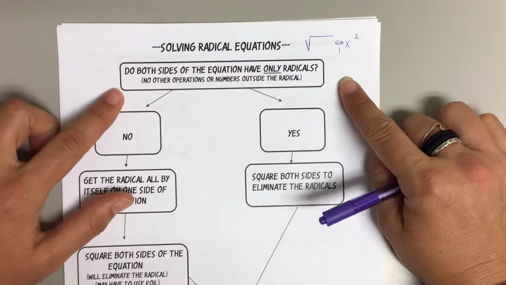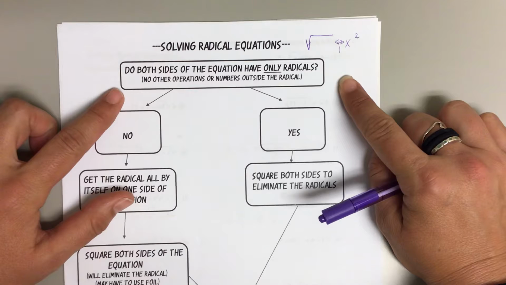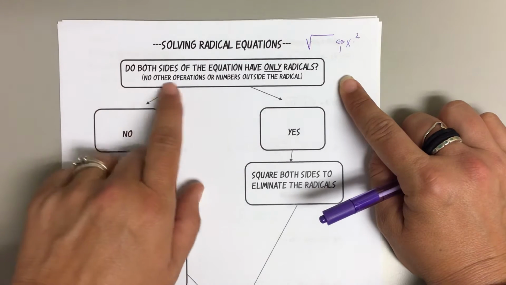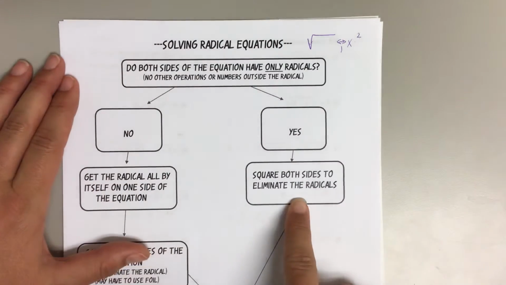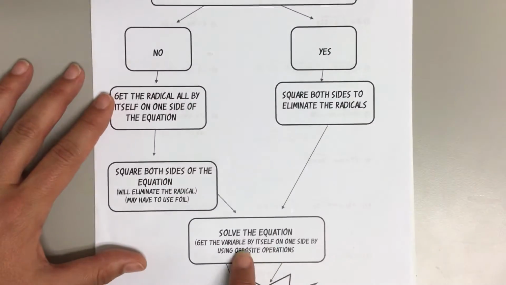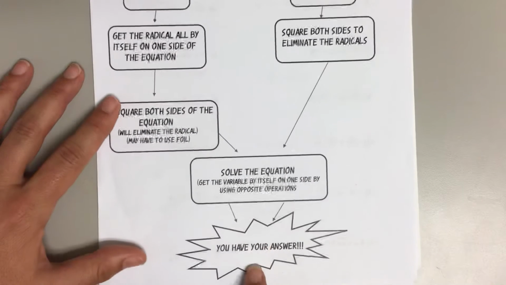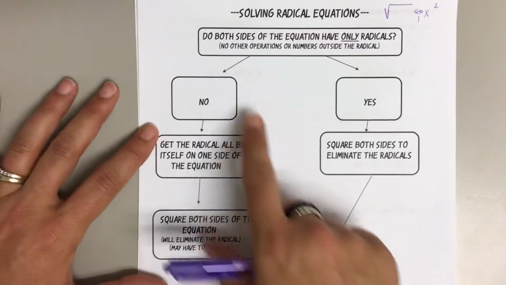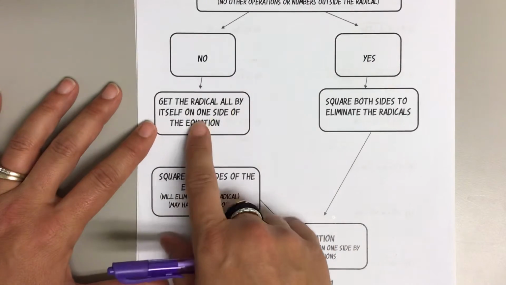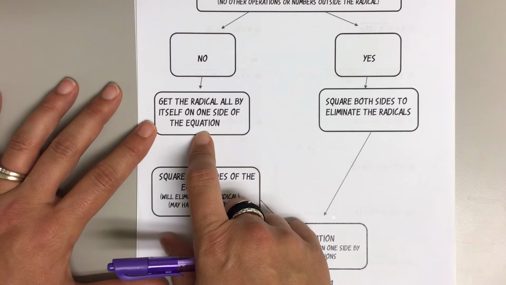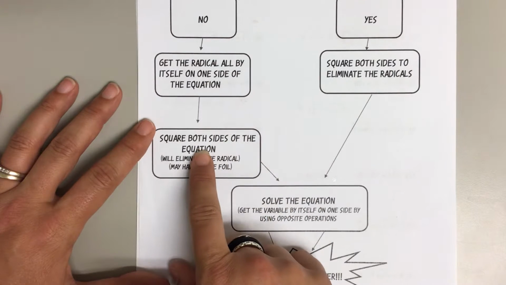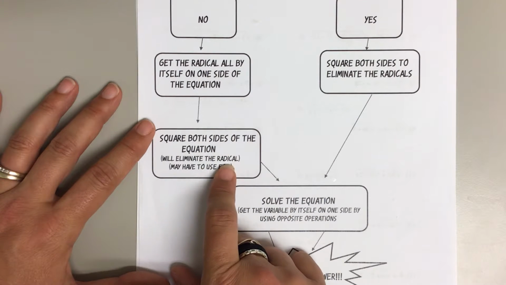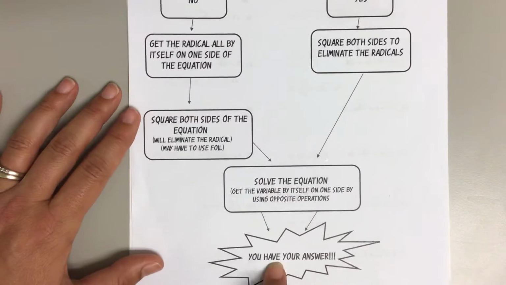Okay, so just looking at this flow chart really quickly, it says do both sides of the equation have only radicals? So like no other operations or numbers outside the radical. If the answer is yes, then you square both sides to eliminate the radical, and then you just solve the equation, meaning get the variable by itself on one side using opposite operations, and then you have your answers. Now, if the answer is no, then we have to get the radical all by itself on one side of the equation. So you're going to use opposite operations to move numbers around. Then you square both sides of the equation, which will eliminate the radical. And then you solve the equation and you have your answers.